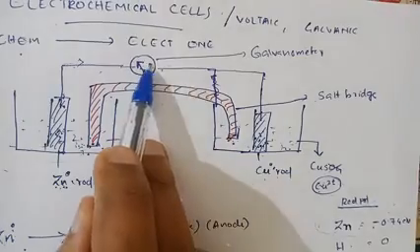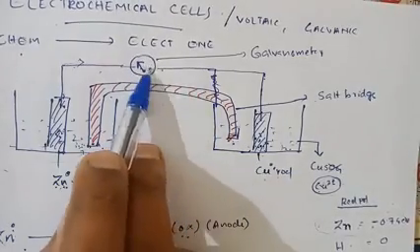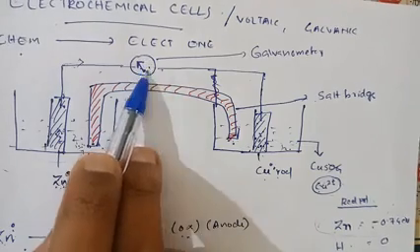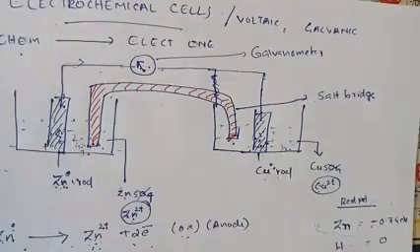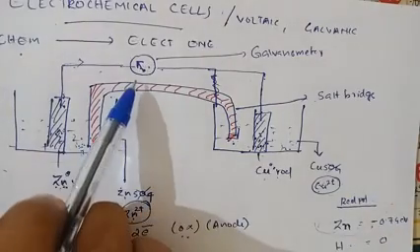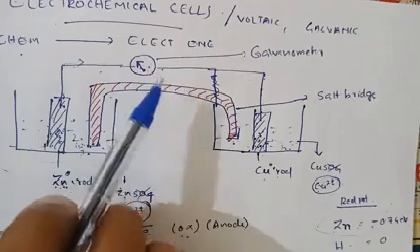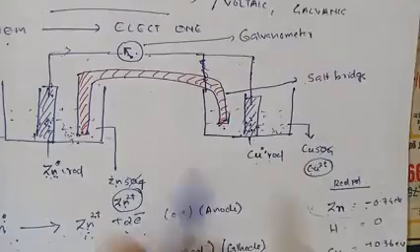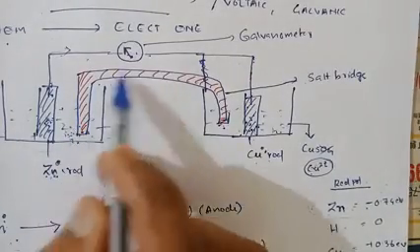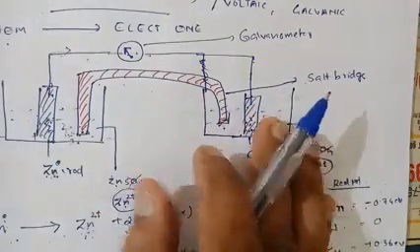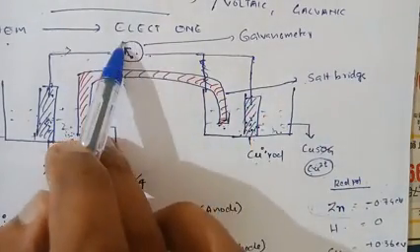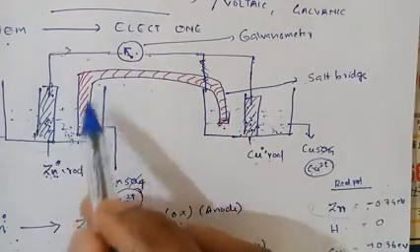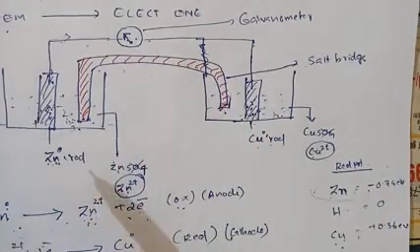Clear? If we keep an ammeter here, we can measure the amount of current in amperes. If we keep a voltmeter here, we can calculate the potential difference or voltage. I think it's clear for you. Now we have to discuss this salt bridge. What is the use of this salt bridge? Why do we use this salt bridge, which contains certain things?